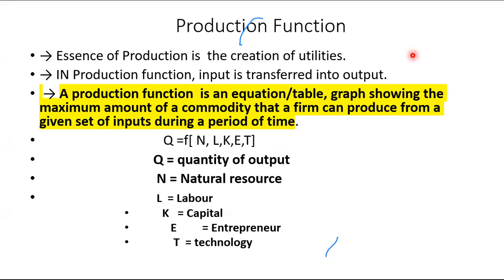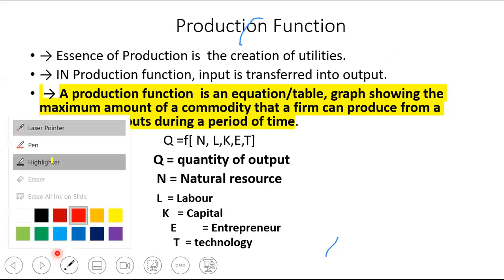Aapko malum hai ek output banane ke liye we want inputs. Input kya hai? Land, labor, capital, raw materials, everything is included. So sab raw inputs ke saath when we produce an output, it is known as production function.